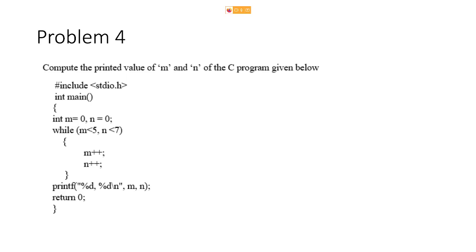It has left to right precedence, ma'am. Left to right associativity, I think. Yes, ma'am, left to right associativity. Yeah, so what does that mean? What will happen when this condition is checked? m is less than 5, n is less than 7. Why did it not terminate when m became 5?